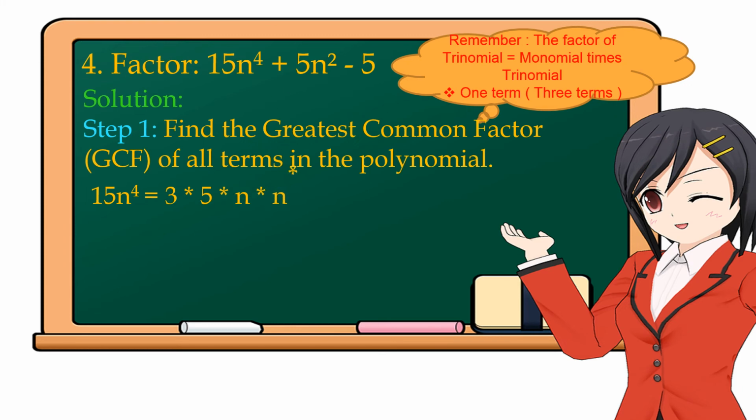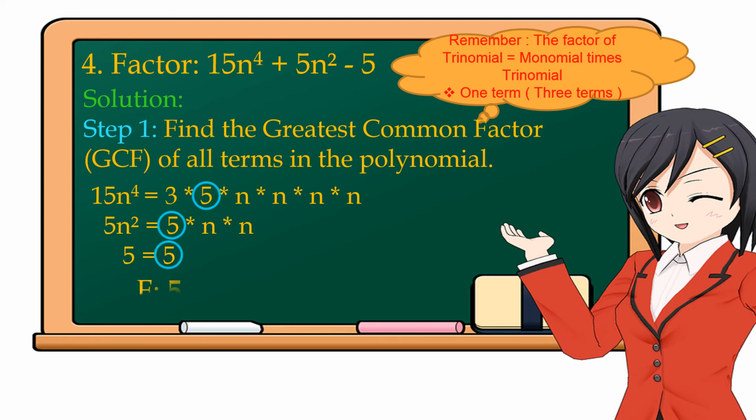So 15n raised to the fourth is equal to 3 times 5 times n times n times n times n. And 5n squared is equal to 5 times n times n. And we have 5, which is equal to 5. So encircle all the common factors between them.